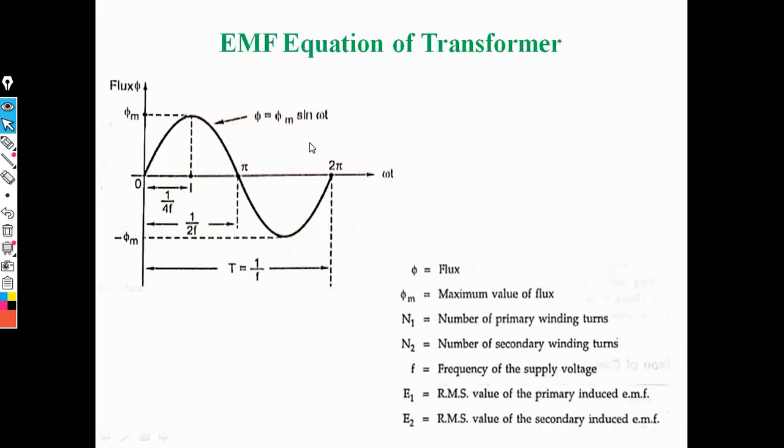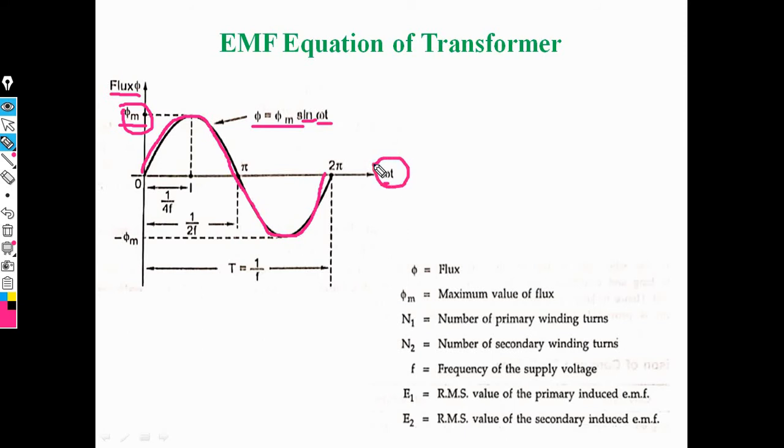Now here is the sinusoidal waveform of flux phi with respect to time, omega t. Then phi is equal to phi m sine omega t, where omega t represents time.